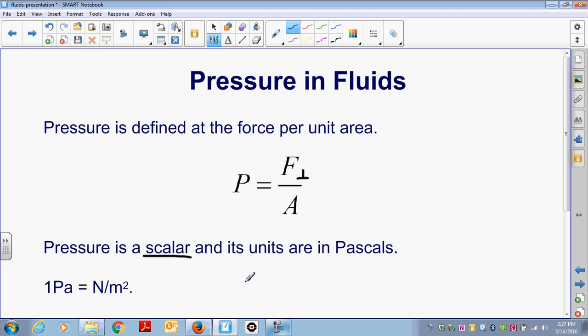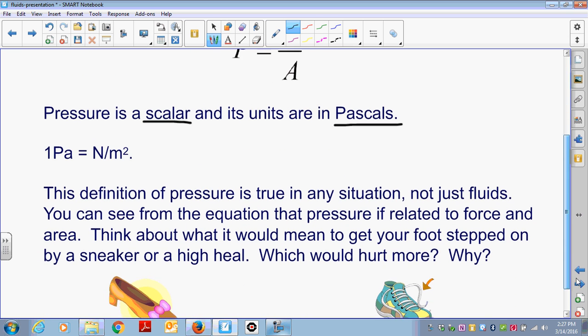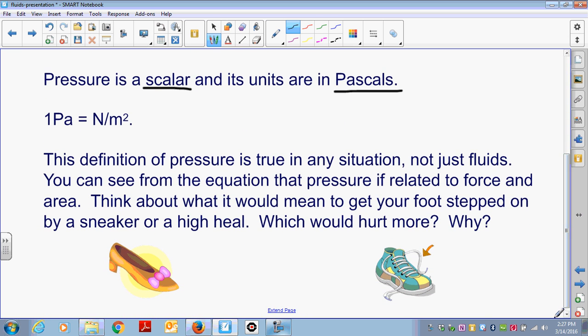The thing about pressure is that it's in all different directions. And so we tend to treat pressure as a scalar quantity instead of worrying about the direction. The units for pressure are going to be pascals in the metric system. 1 pascal is equal to a Newton per meter squared. This definition of pressure is true in any situation, not just for fluids.